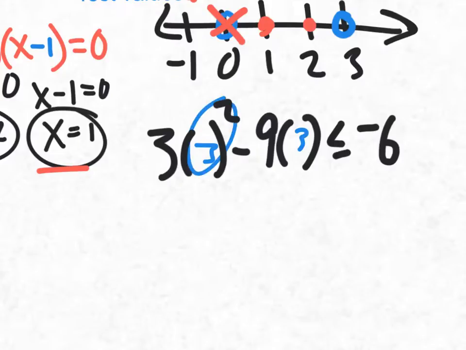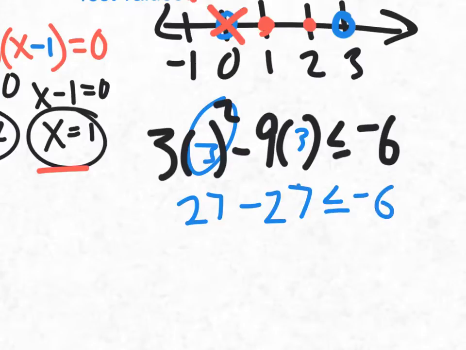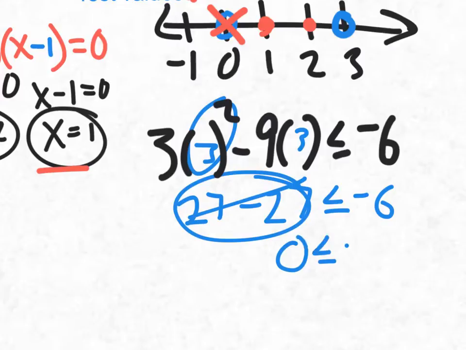You're going to get 9. That's 3 times 9, which is 27. Minus 27 is less than or equal to -6. 27 take away 27 is 0. 0, is it less than or equal to -6?